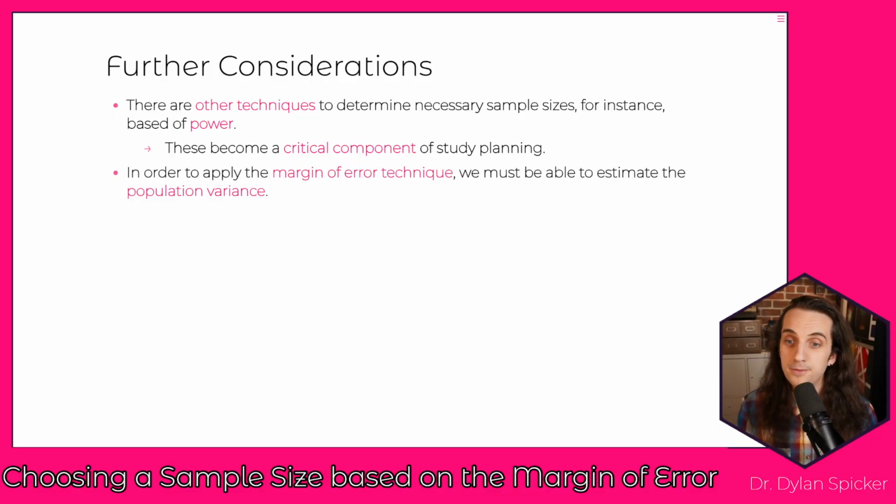Now, one of the things is that in order to apply the margin of error technique, there must be some estimate or knowledge of what the population variance actually is. This might come from past knowledge. It might come from a pilot study.